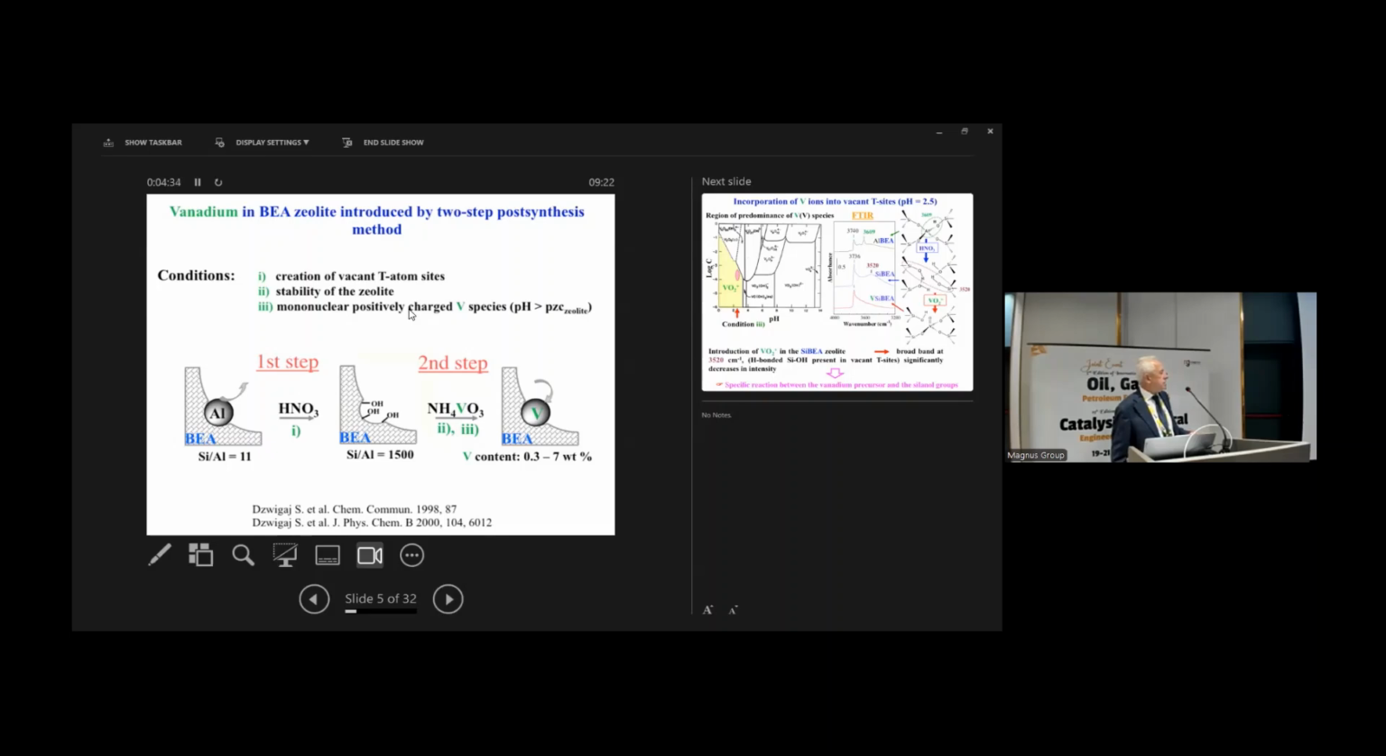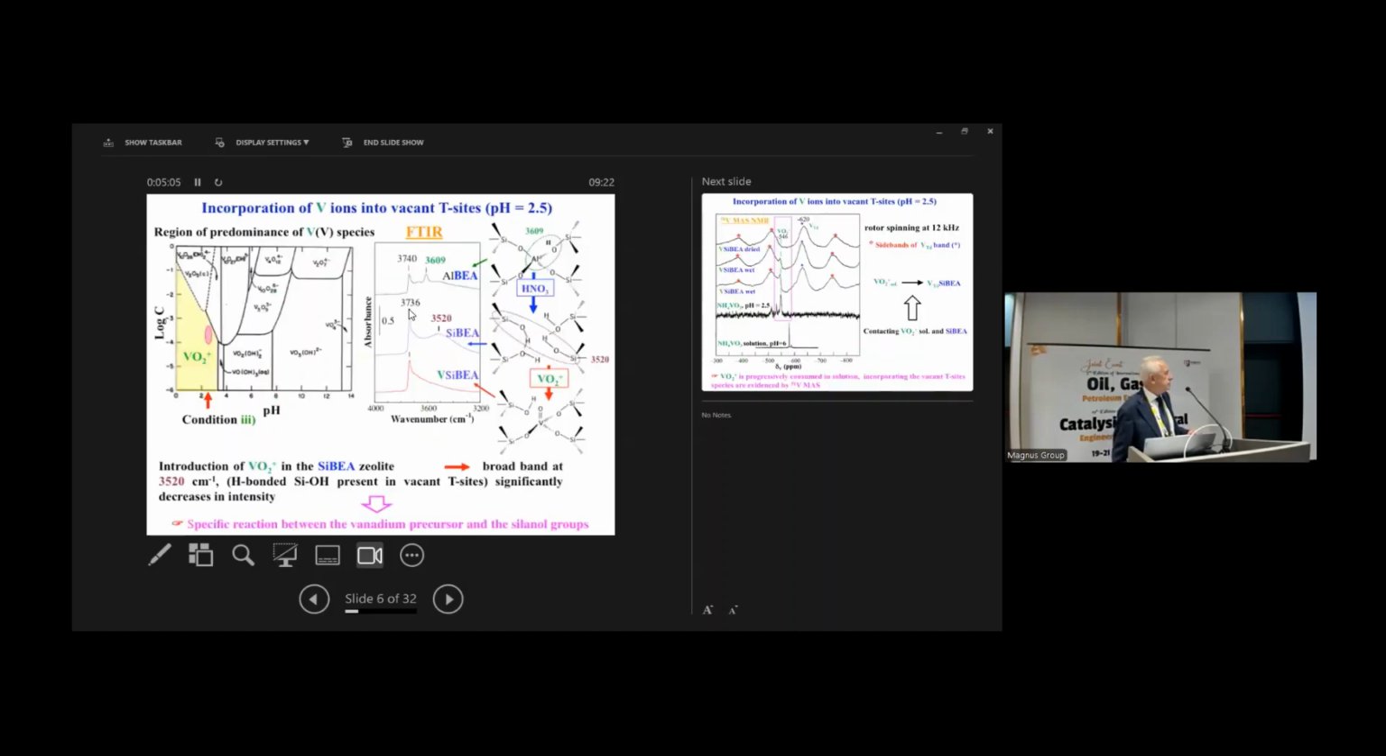Then in the second step, ammonium metavanadate was contacted with this zeolite, and the reaction takes place between vanadium species and the vacant sites, and incorporation of vanadium takes place. This is very easy to show by scheme, but more difficult is to confirm that this works.